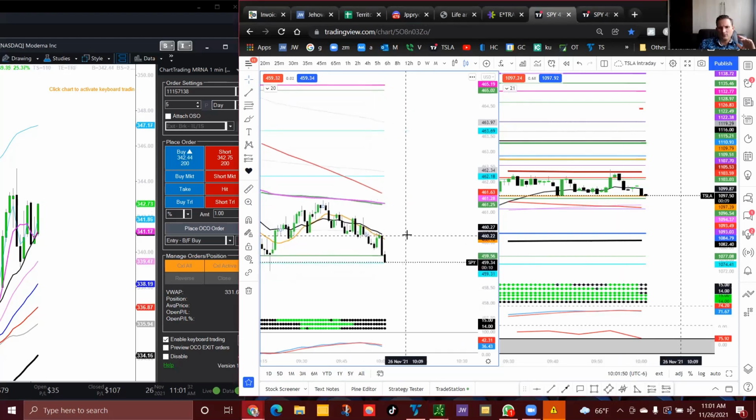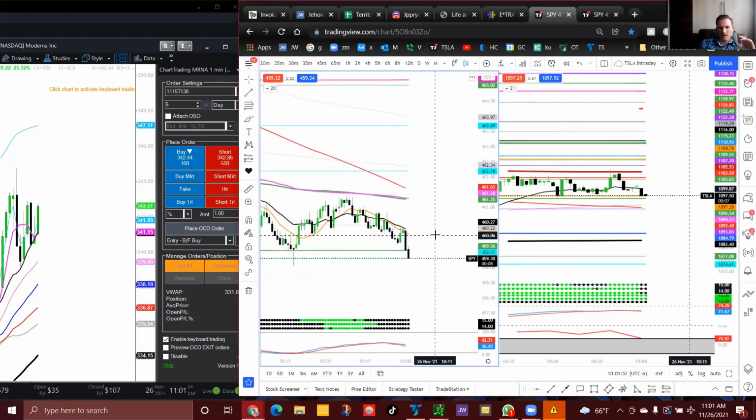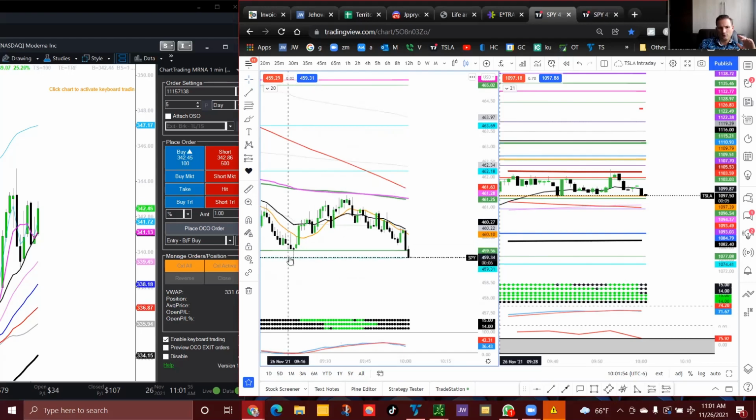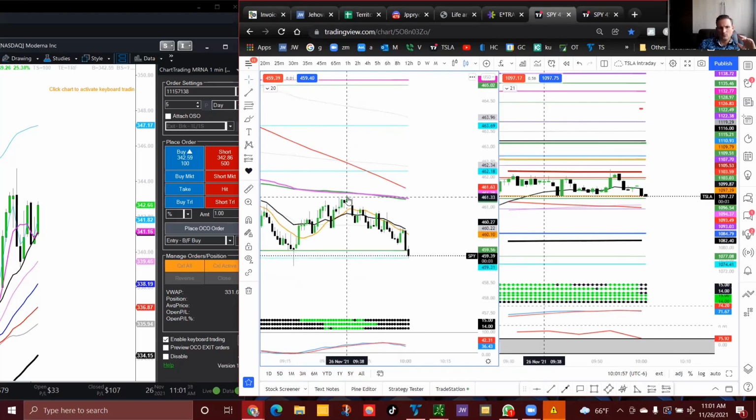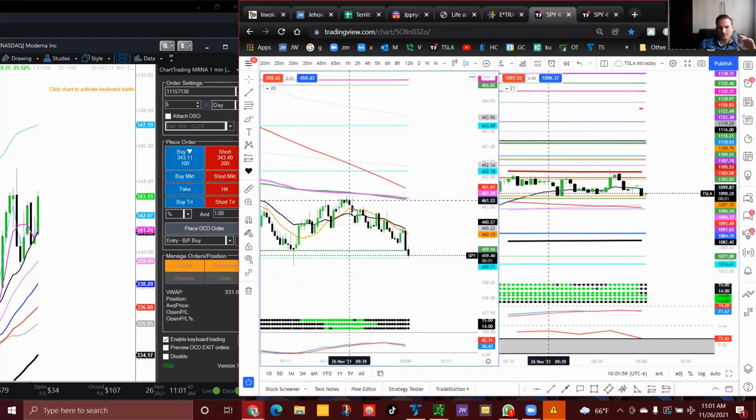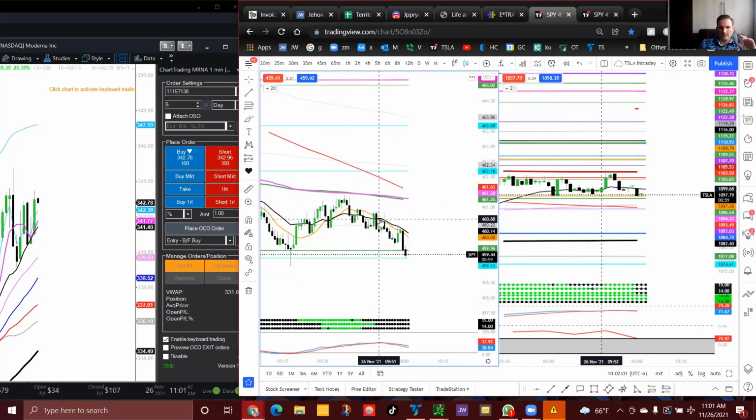Okay, now flip your eyes back over to SPY. What happened? Earlier we got our support on the algo, went to the VWAP, rejected the VWAP, and got back below my day trading moving averages here.